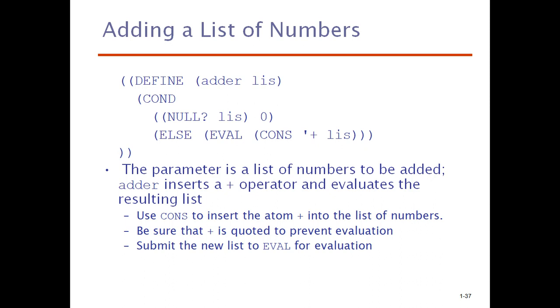Adder inserts the plus operator and evaluates the resulting list. Use CONS, that is concatenation, to insert an atom plus into the list of numbers. Be sure that plus is quoted to prevent the evaluation. Submit the new list to eval for evaluation. So these are the simple three steps which will let us sum up the numbers in a given list. This is possible with the help of evaluation.